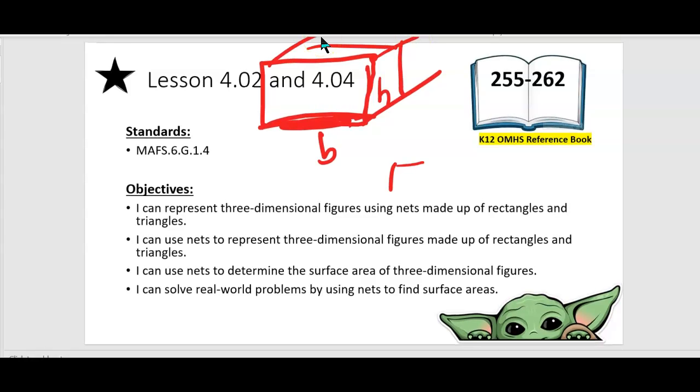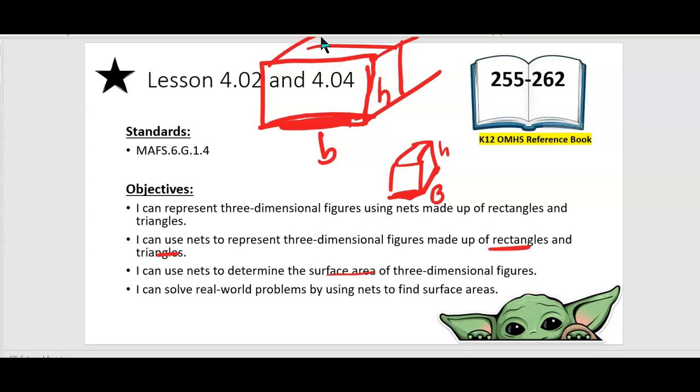Three dimensions. I can do a better job of drawing a three-dimensional object. Length, height, and width. Or we can say base, this is the big B, and height. We're just adding a third dimension. Rectangles, triangles, all kinds of fun stuff.